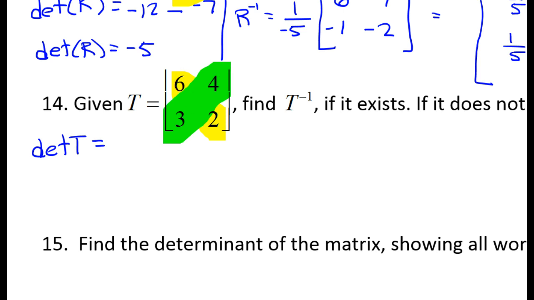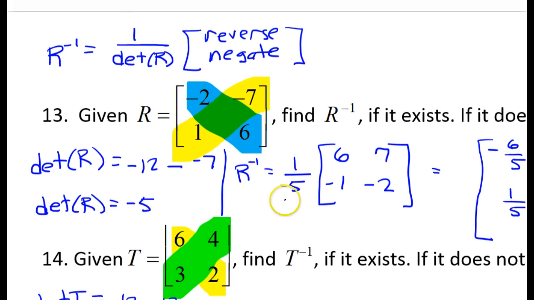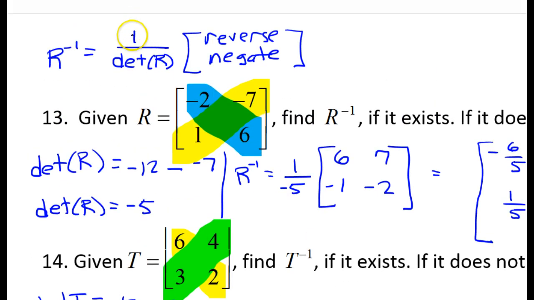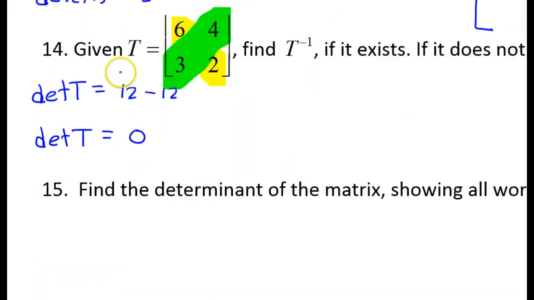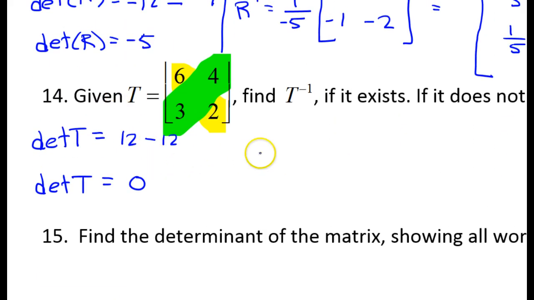Okay, the down diagonal minus the up diagonal. So the down diagonal, when I multiply, that's 12, and the up diagonal is 12. So that means the determinant of matrix T is 0. So that's not allowed if you're going to find the inverse, since part of finding the inverse is doing 1 over the determinant, and you can't divide by 0. So this cannot be 0 to have an inverse.